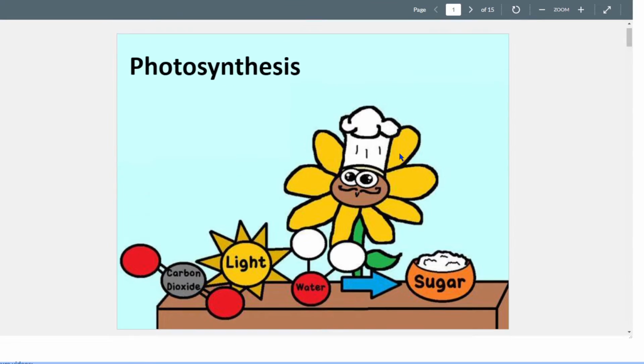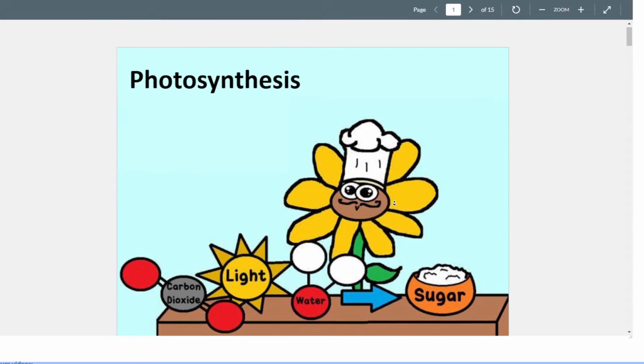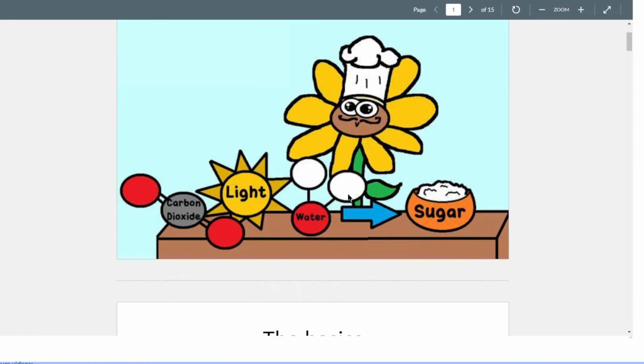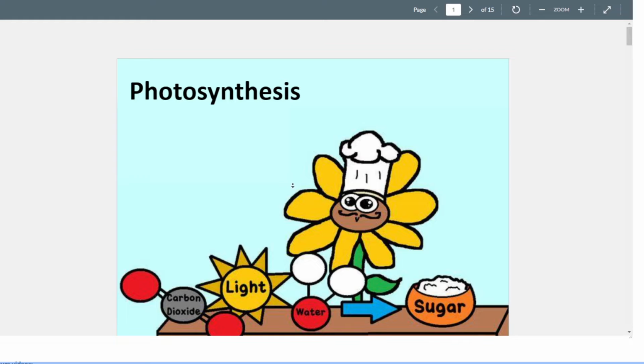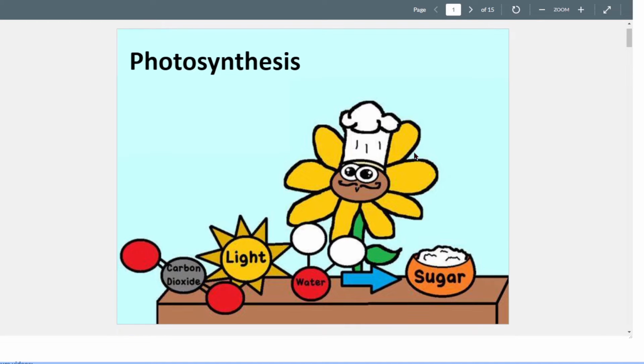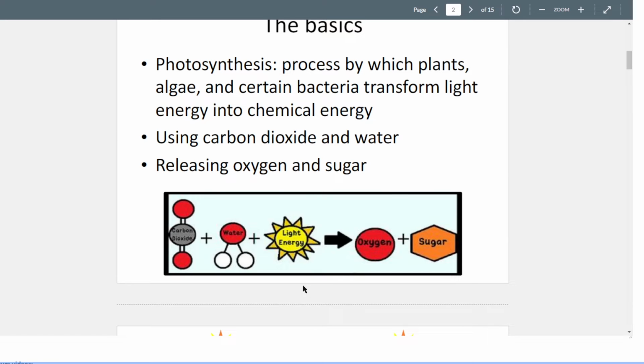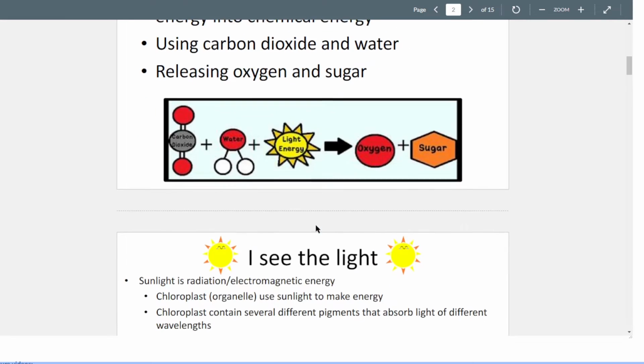This is chapter 8. I know we haven't done chapter 7, but it goes chapter 8, 7. It's weird, but we're going to deal with photosynthesis. I think a lot of you already know the basics, but this picture sums it up. You need carbon dioxide and water, and then the light energy, and that will make oxygen and sugar. Sugar is what they use. Oxygen is a waste product.